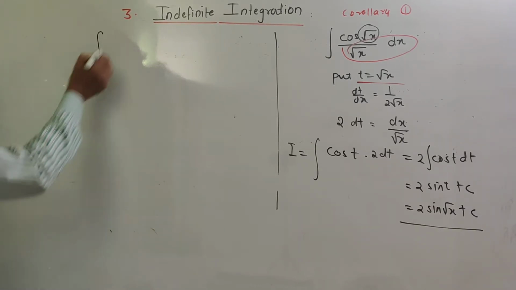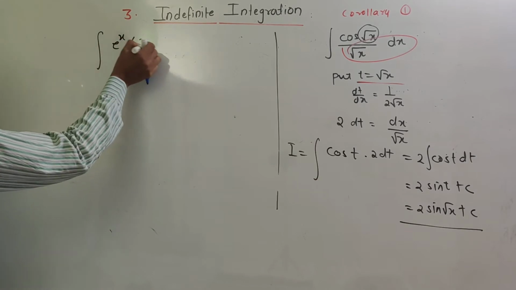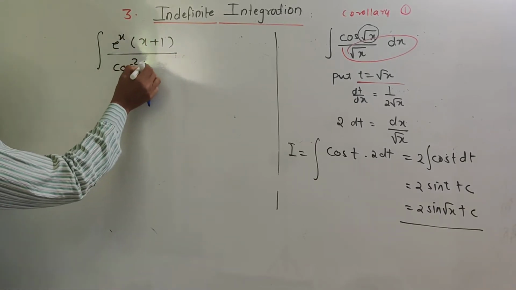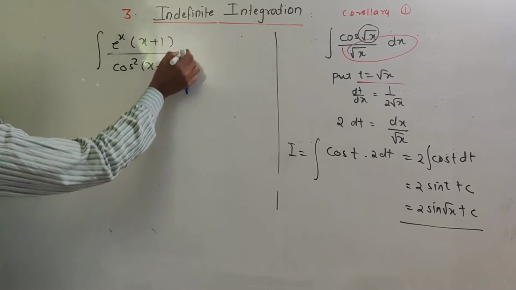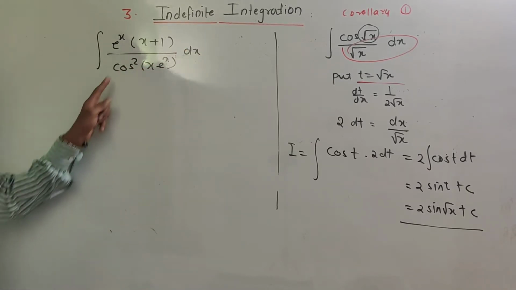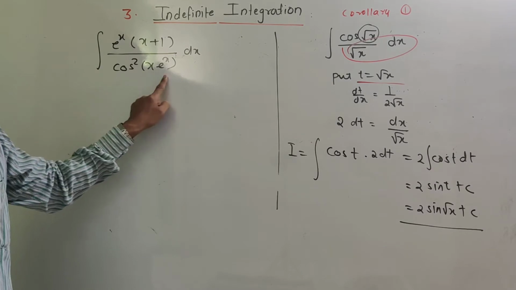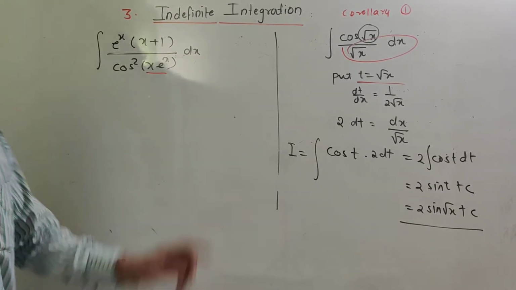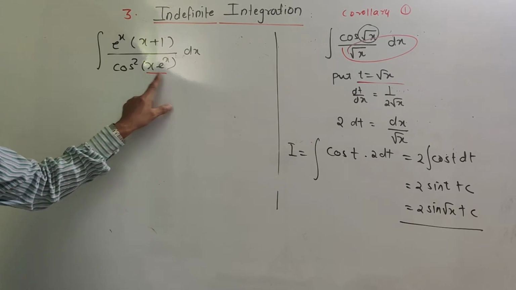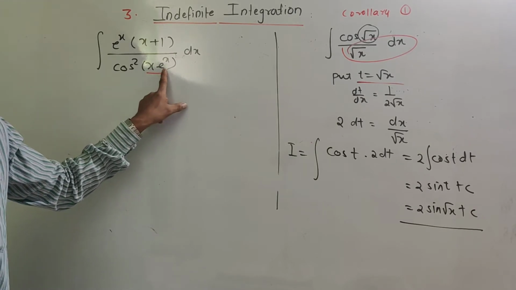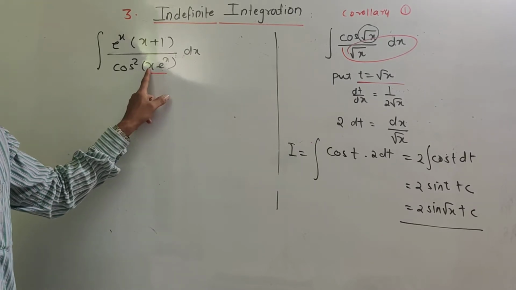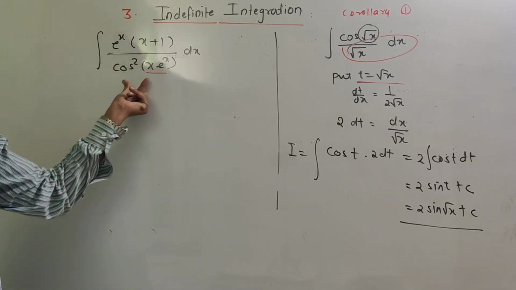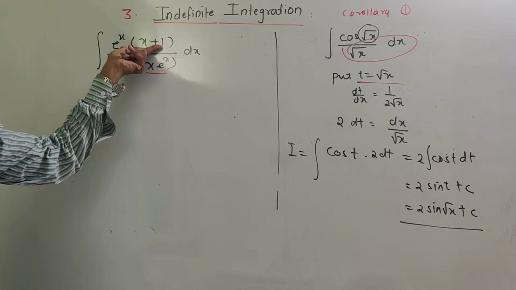Question: integral of e raised to power x, x plus 1 upon cos square x e raised to power x dx. Maybe it is sin square x e raised to power x. आपको फाइंड आउट करना है कि डेरिवेटिव ऑफ x e raised to power x क्या है. प्रोडक्ट x डेरिवेटिव ऑफ e raised to power x और e raised to power x into डेरिवेटिव ऑफ x which is 1. So after simplification or after taking e raised to power x common you will get this.